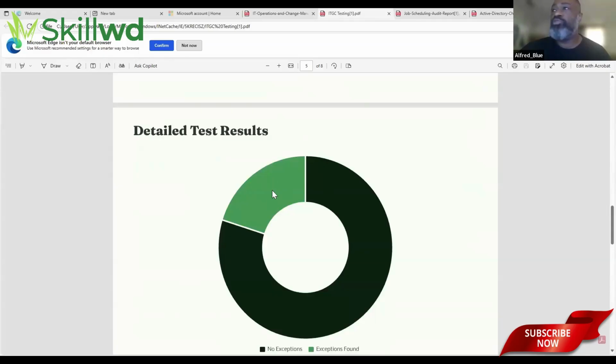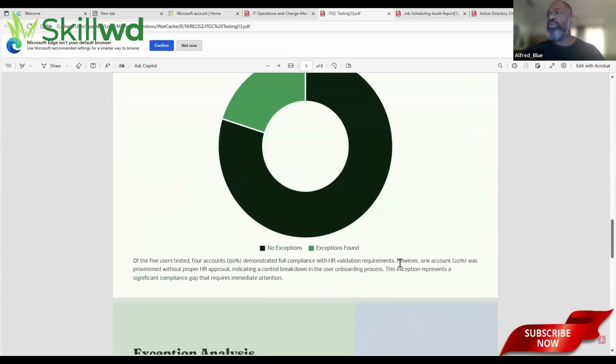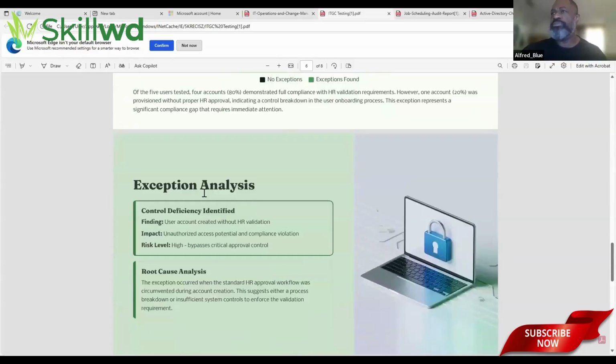And here's a little graph to show the detail of our testing. The green represents the 20% exception rate, and the black is the 80% of users with no exception. Our exception analysis findings: user account created without validation. Here's the control deficiency identified. The finding is a user account created without HR validation. Impact: unauthorized access potential and compliance violation. The risk level is very high. It bypasses a critical approval control.